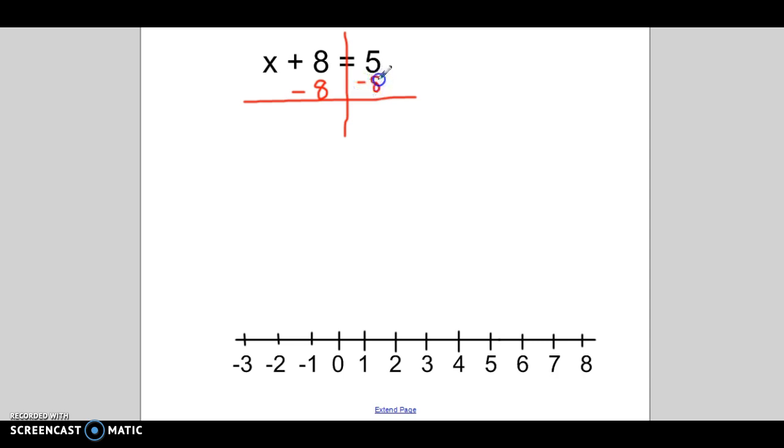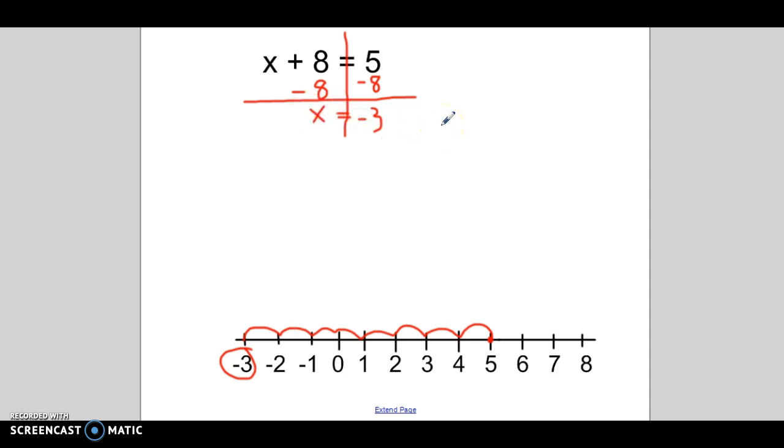But wait a minute. If I only have 5, how can I subtract 8? What you have is a positive and a negative number. We have a positive 5 and a negative 8. If we look down here and we are at 5 and we jump negative 8, so we're jumping to the left 8, we have 1, 2, 3, 4, 5, 6, 7, and 8. So you'll see that our answer is negative 3. So x equals negative 3.